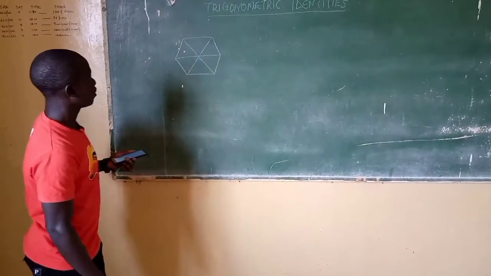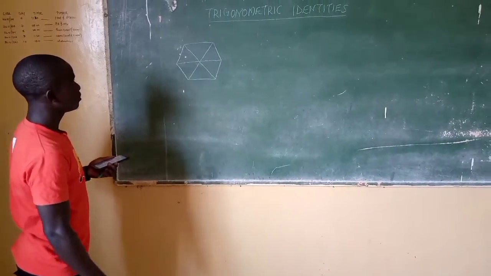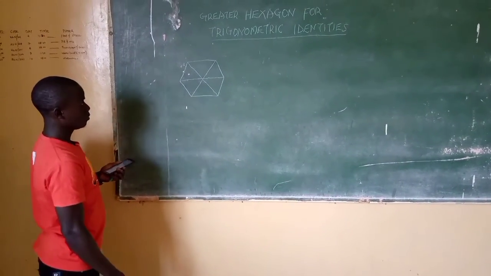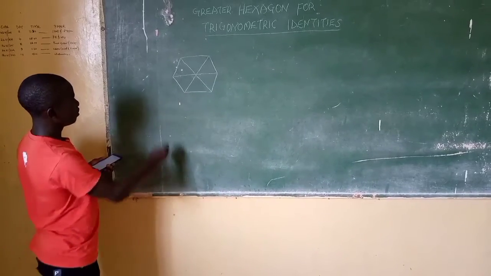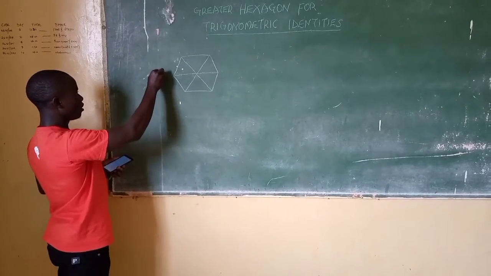Welcome to our third episode on trigonometric identities. Here I will use the hexagon to derive the formulas.